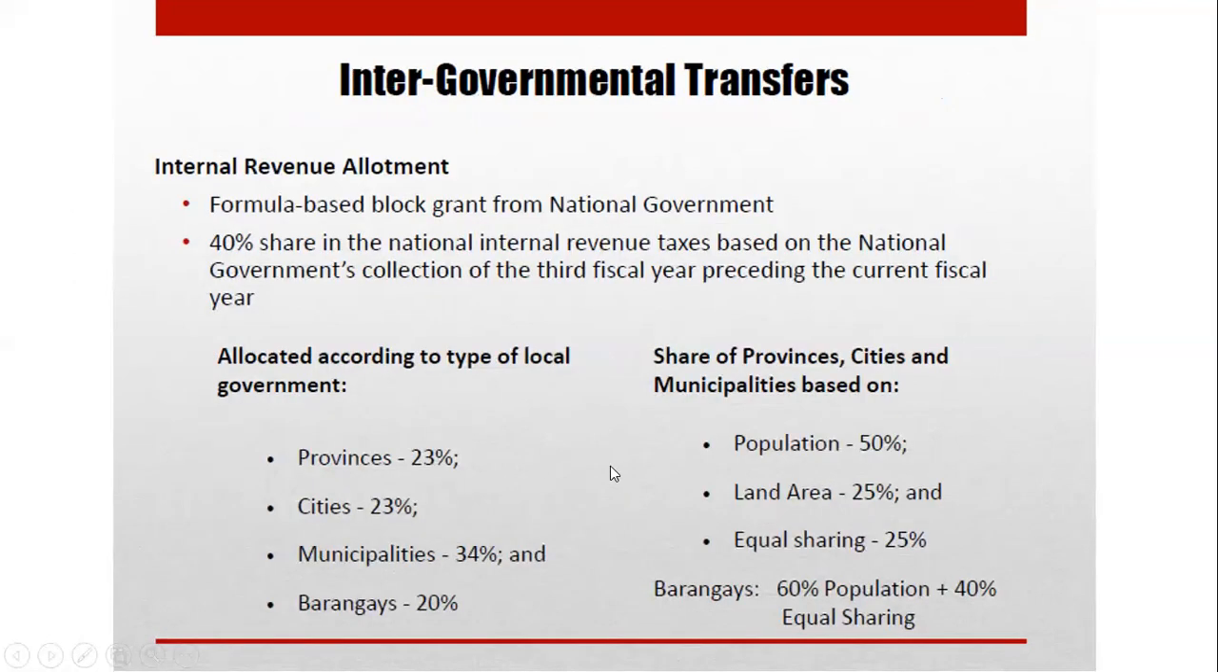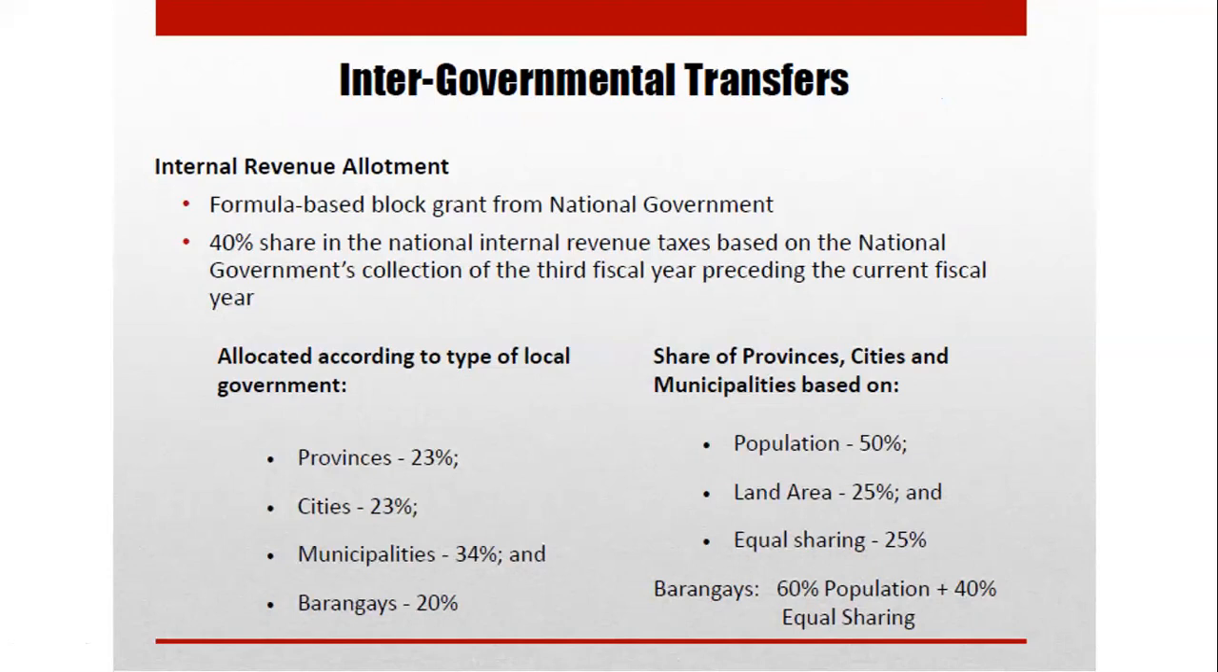Okay? Now, there's what we call the IRA or Internal Revenue Allotment. Now, businessmen in Baguio pay national taxes in the local BIR. But again, oh no, I'm sorry. They don't pay in the local BIR. Rather, they pay to the bank and it goes straight to the national treasury.